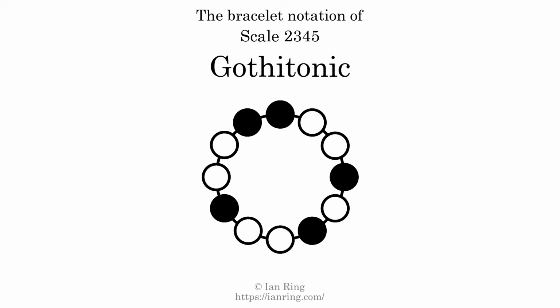This is a bracelet notation diagram of scale 2345. The shaded circles represent tones that appear in the scale, and they are read clockwise, starting at the top.